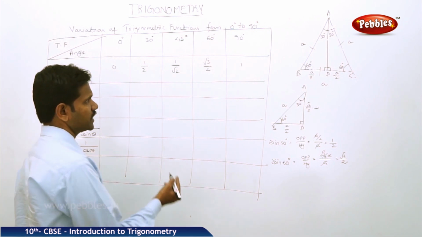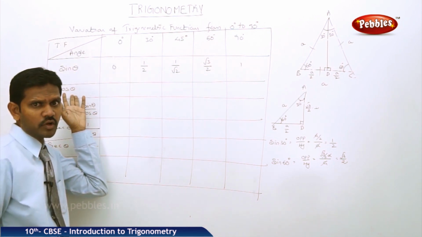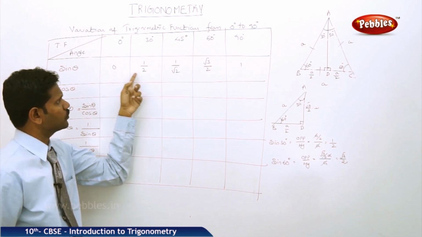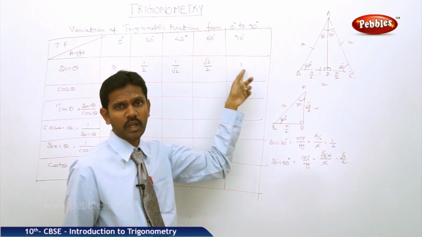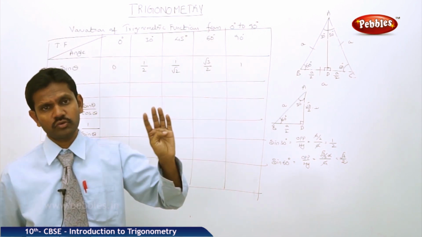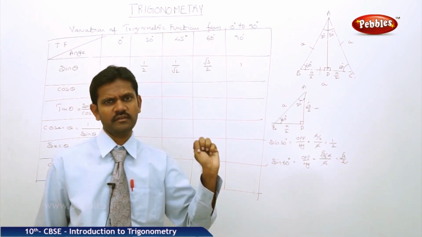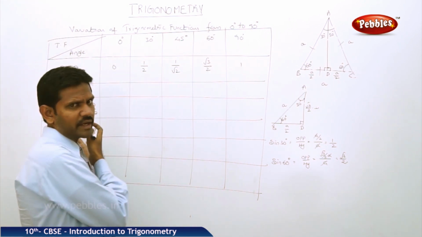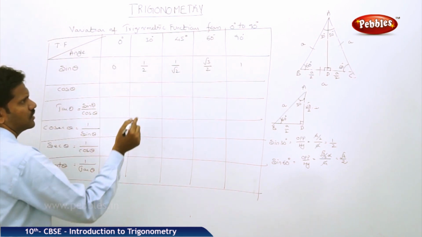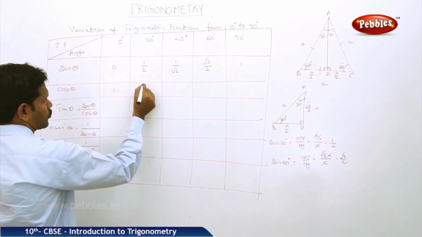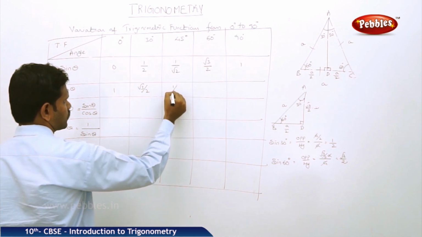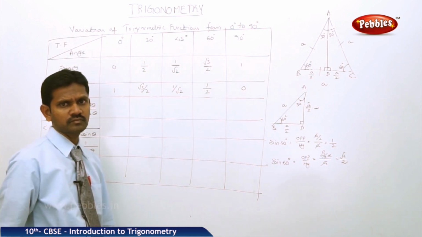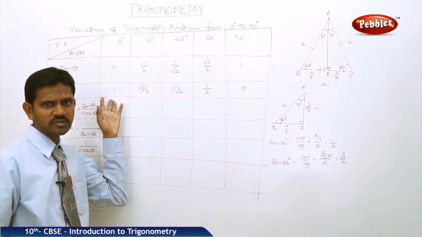Now, let us find the value of cos theta. I am ready with the values of sine: 0, 1 by 2, 1 by root 2, root 3 by 2, 1. The order of the angles is 0, 30, 45, 60 and 90. For cos theta, just write these from the back side. That is 1, root 3 by 2, 1 by root 2, 1 by 2, 0. Now I am ready with the values of cos theta also.